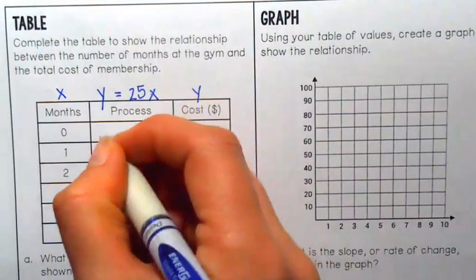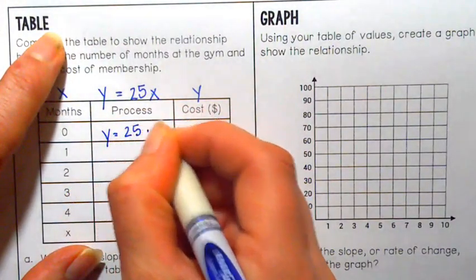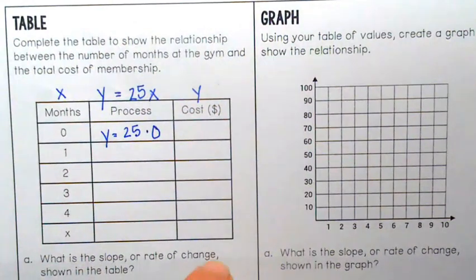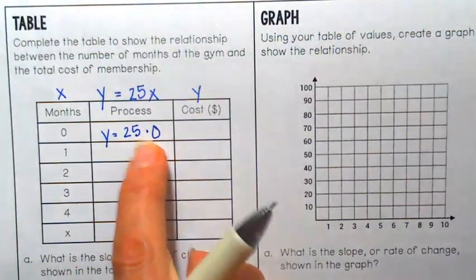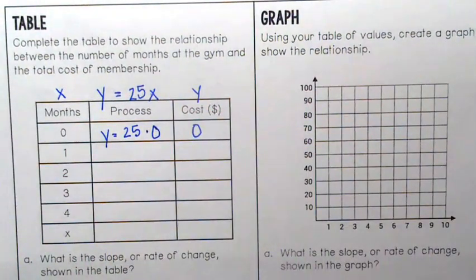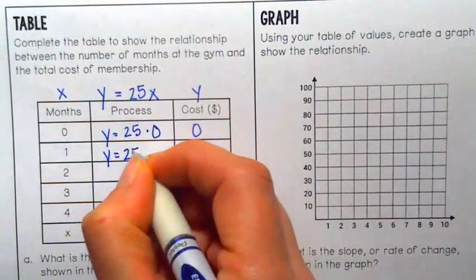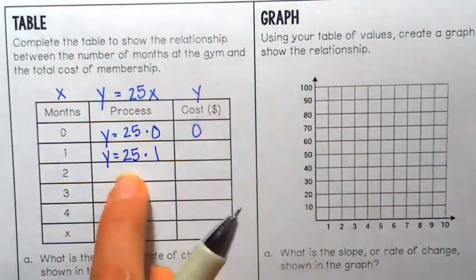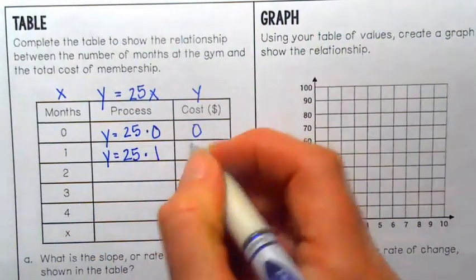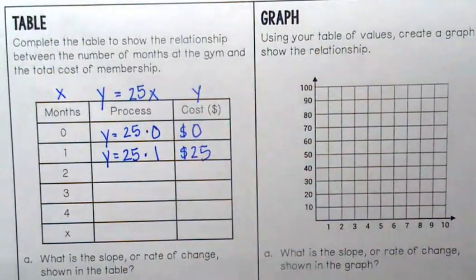So if the person had the membership for 0 months, 25 times 0 is $0. And that makes sense, right? If you haven't joined the gym at all, you wouldn't pay any money for it. If you joined the gym for 1 month, so $25 a month times 1 month, 25 times 1 is $25.